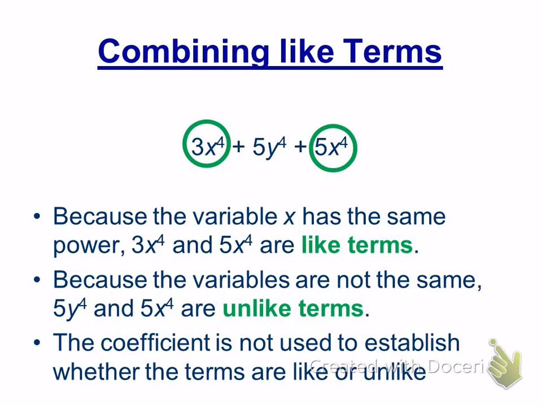Now, notice this last thing, this is important. The coefficient is never used to establish whether terms are like or unlike. We don't care if the coefficients are the same. If I have 3 horses and 2 more horses, the horses are like regardless of how many there are. Right? 3 pigs and 2 pigs is 5 pigs.